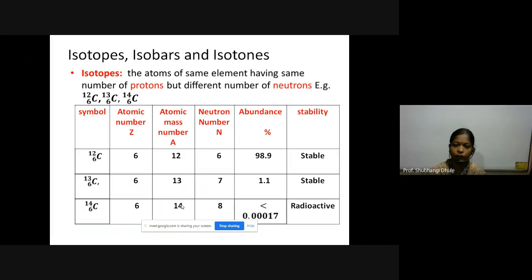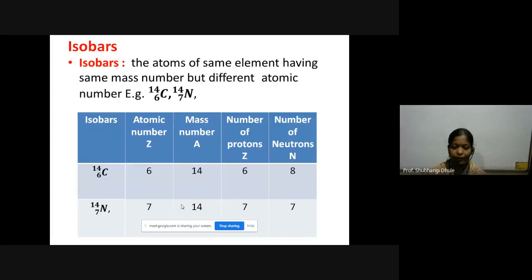This way different elements exist in different isotopic forms, but it is not a rule that all elements should have isotopes. There are some elements which do not exist in different isotopic forms, for example fluorine. Now this is all about isotopes. Then we go to the next topic, called isobars.